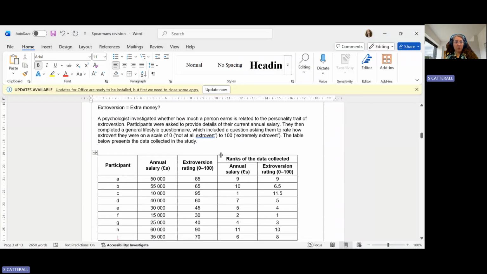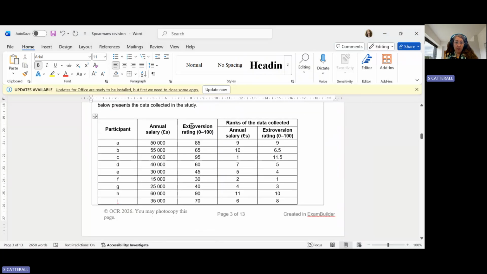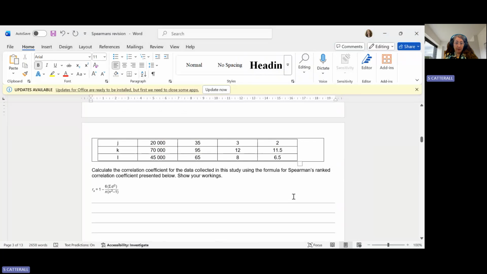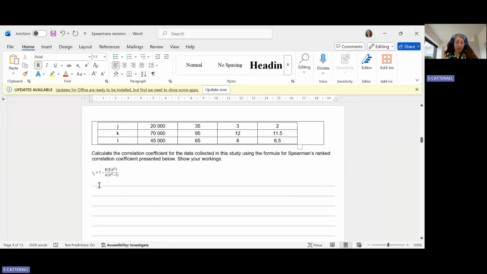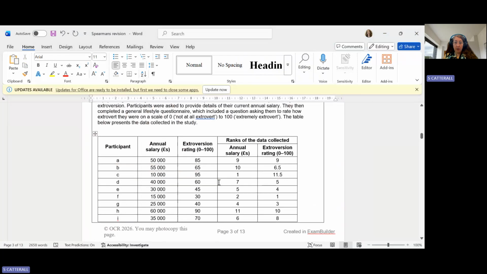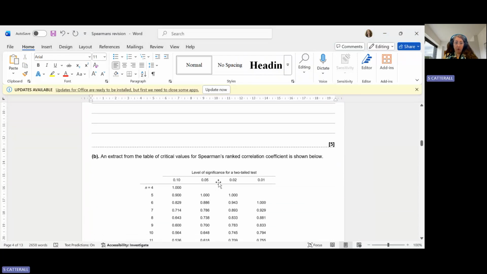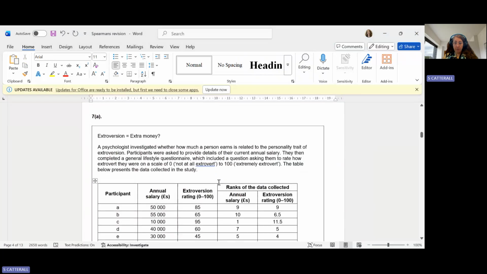Then we've got another one about extroversion, interesting. So this one's about how much people earn and extroversion, and they've already got the ratings here, but then they've already ranked them. So they've already ranked, and it's asking you to do the difference and then square and add the differences. So it's a little bit more tricky, this one, to do. So let's see.